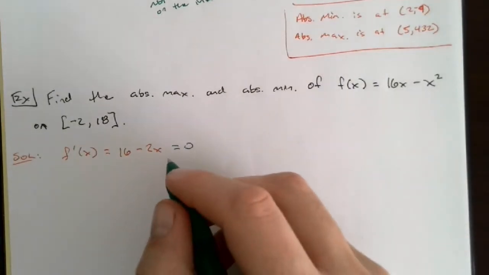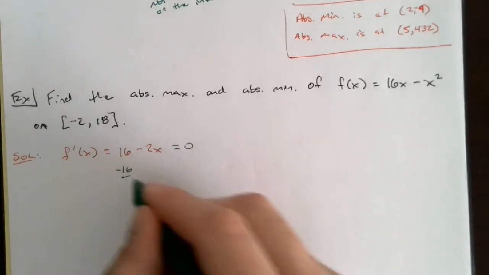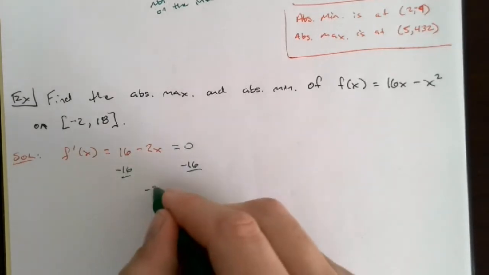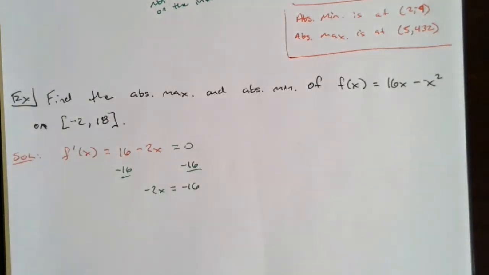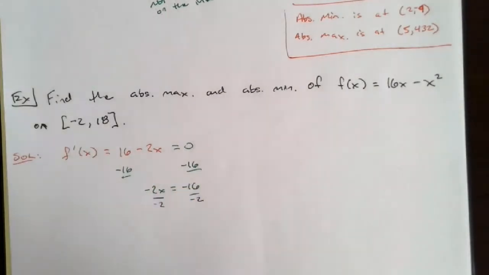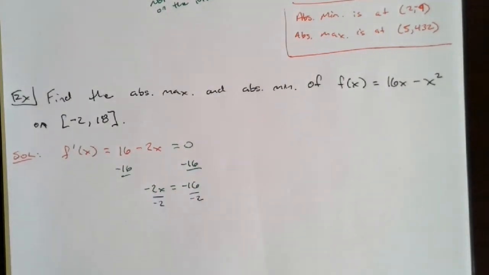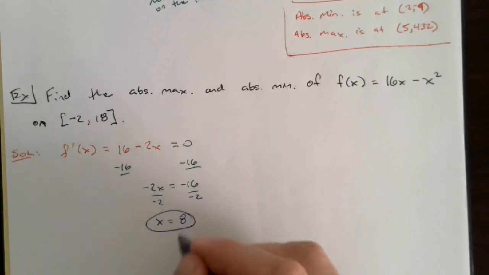For 16 minus 2x, you really can solve this, it's a linear equation. You subtract 16 from each side, and you end up with negative 2x equals negative 16. And then to solve, we'll just divide both sides by negative 2. And once you've done that, we get x equals negative over negative, which makes that a positive 8. And that's a critical value.